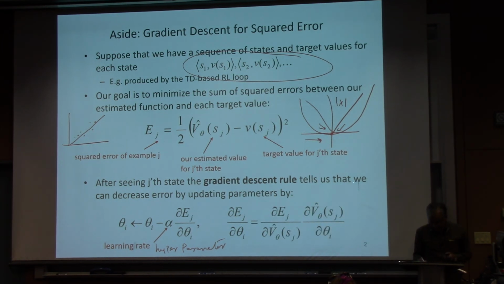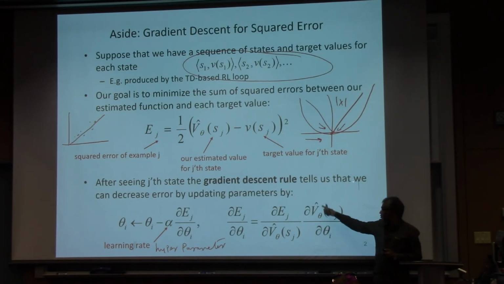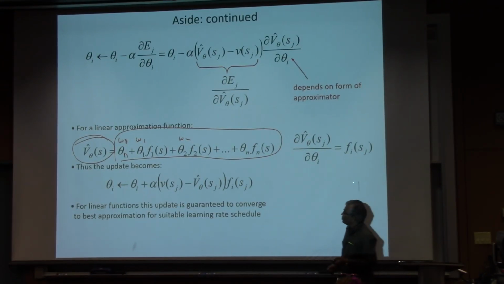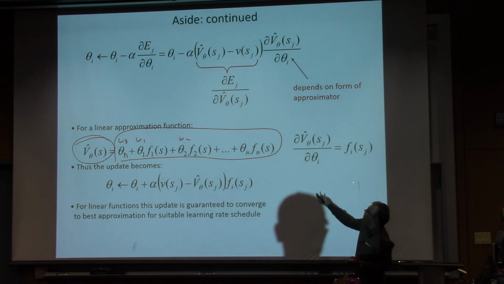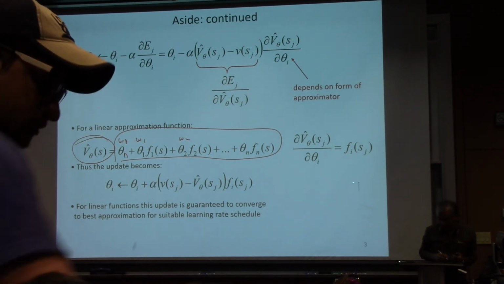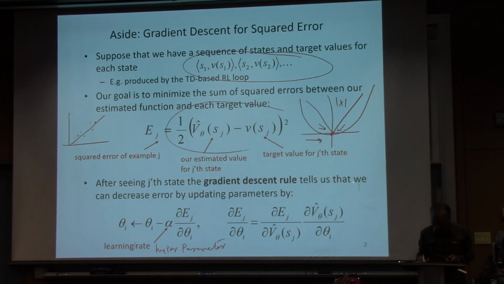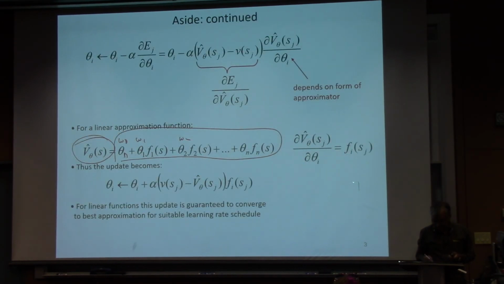So then ∂Ej/∂theta I would be written as ∂Ej/∂v̂theta times ∂v̂theta/∂theta I. That helps because of the way v̂theta is written. ∂Ej/∂v̂theta is essentially taking this whole thing and differentiating it with respect to v̂theta. That would just get 2 times this value, because the derivative of x squared is 2x, and then the half and the 2 cancel out. So you just have v̂theta minus v of Sj, times the chain rule part, which is ∂v̂theta/∂theta I.